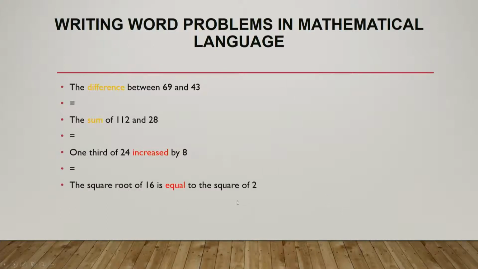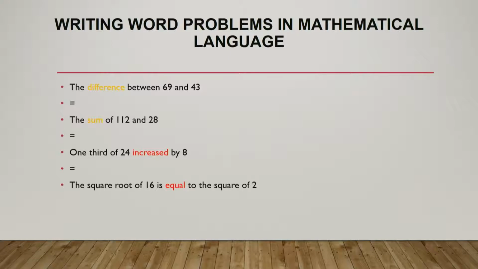The last one says, the square root of 16 is equal to the square of 2. Again, what is the most important part there, guys, is the mathematical vocabulary, which is going to help us to simplify or write this in a mathematical language. So it says, the square root of 16 is equal to the square of 2.